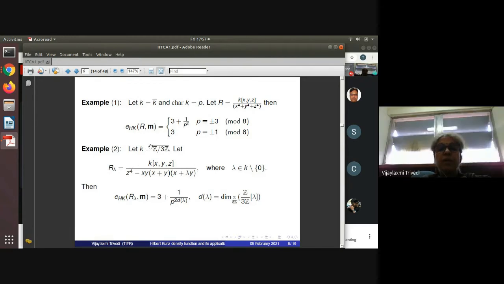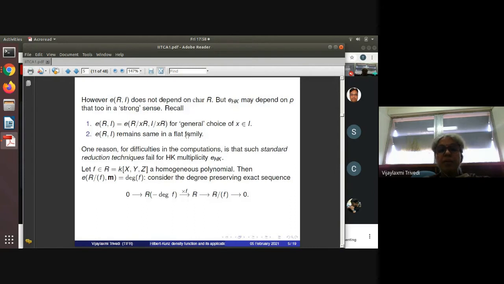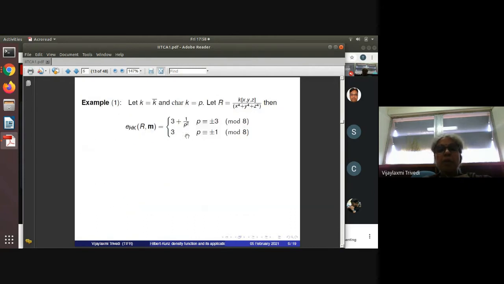So far we have just defined the HK multiplicity of the ring, and it seems to be difficult to compute, at least not using the standard techniques. These are the demonstrations I have given so far. Okay.